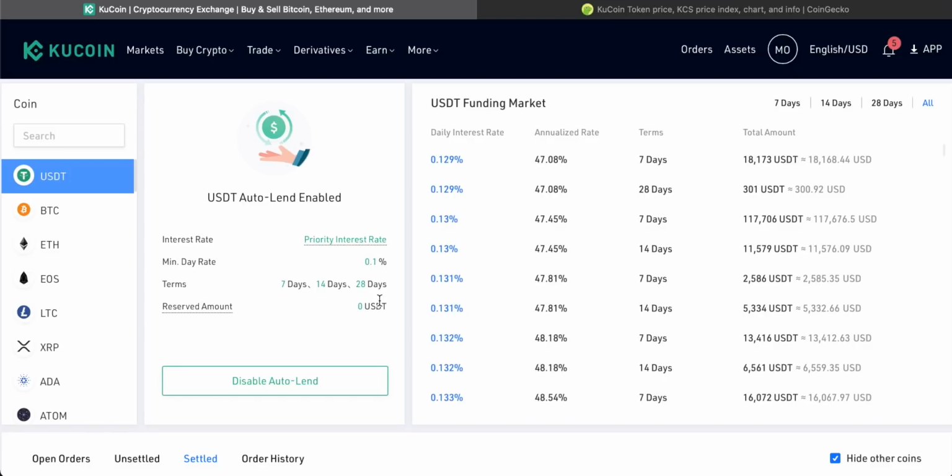So I don't want to leave any US dollar tether in my account because I don't need it for trading or other purposes. So I'm happy just to put 0, meaning that all of the tether in my account will be lent out on this platform. And you can do that for all of these other cryptocurrencies as well.